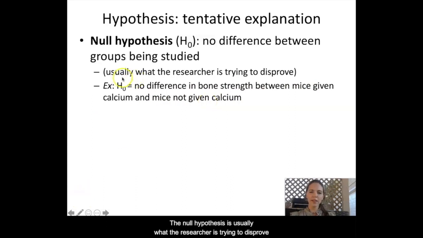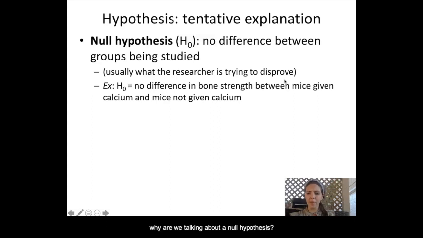And the null hypothesis is usually what the researcher is trying to disprove. Okay, so why would we ever need a null hypothesis, or why are we talking about a null hypothesis? This is actually very helpful in some statistical analyses, and we'll actually use that and see that later on in this course.